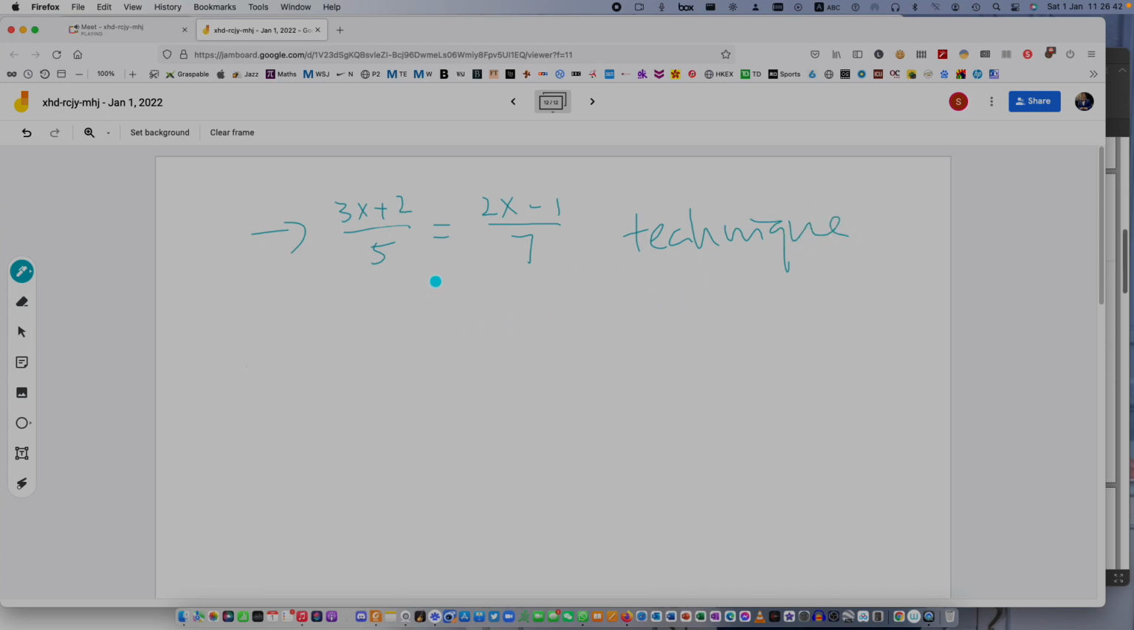The technique for this is, of course you need to be observant enough. This is the first fraction, and there is an equal sign in between, so they must be in this format. If you have a first fraction and a second fraction split by an equal sign, then only you can use this technique. This technique is called cross multiply.